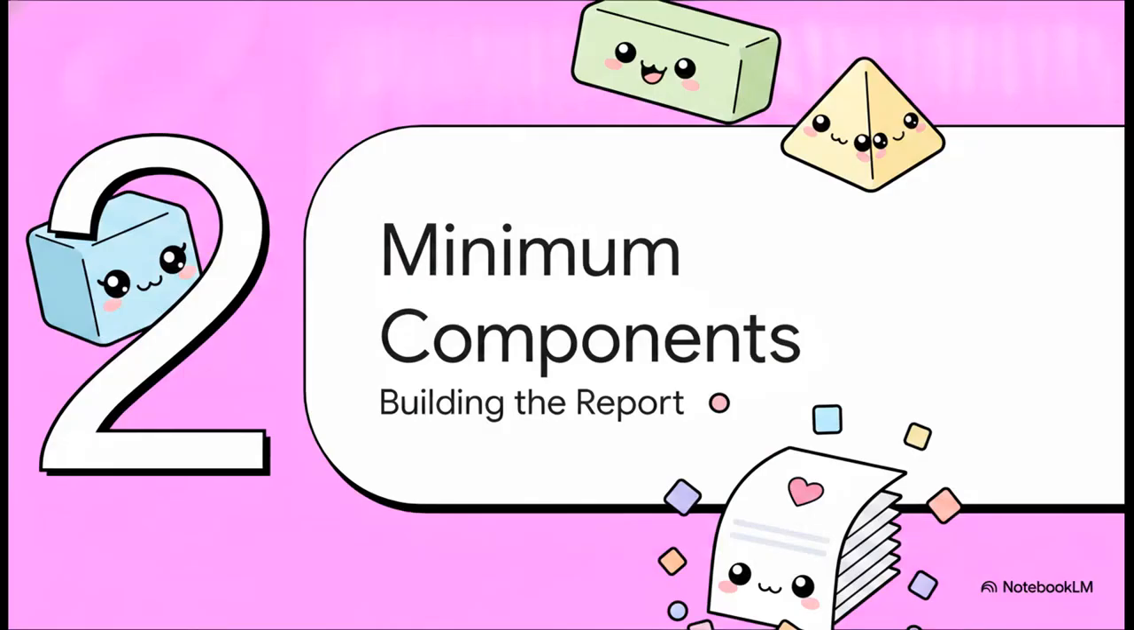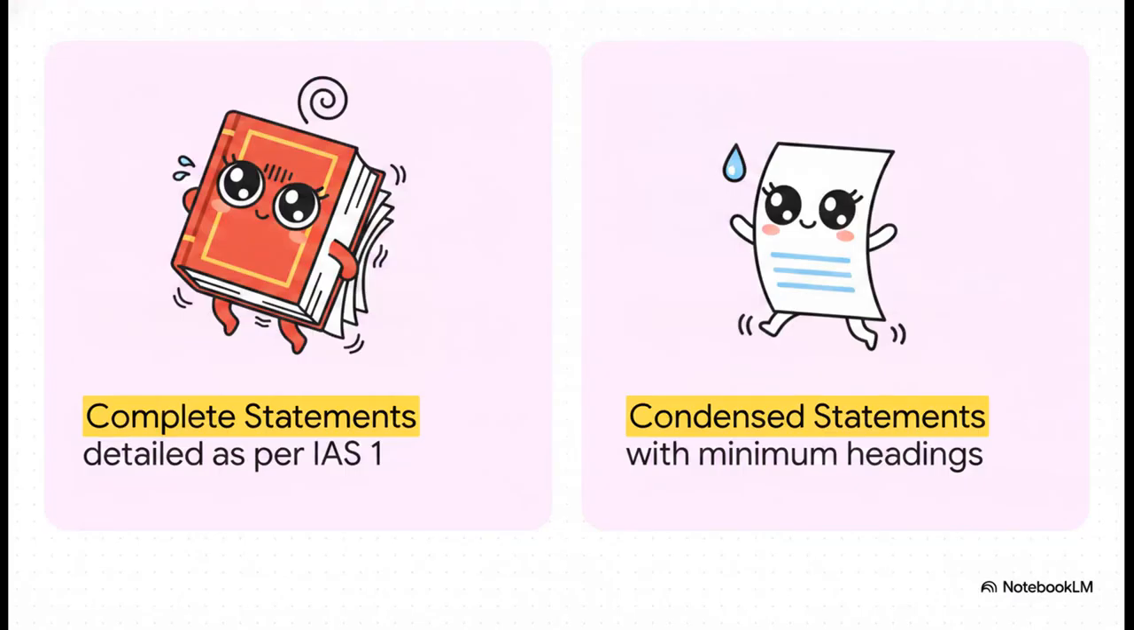Section 2. The minimum required components. Let's see exactly what building blocks you need to construct this condensed update. You actually have a choice to make here. You could publish a complete set of financial statements, fully detailed, just like your annual report under IAS 1. But honestly, most companies opt for the condensed financial statements. It's a much more streamlined version that only requires minimum headings, subtotals, and selected explanatory notes, which saves an incredible amount of time and resources.